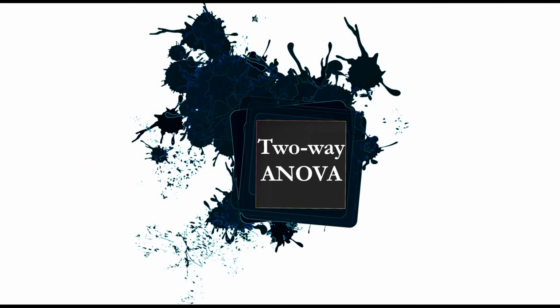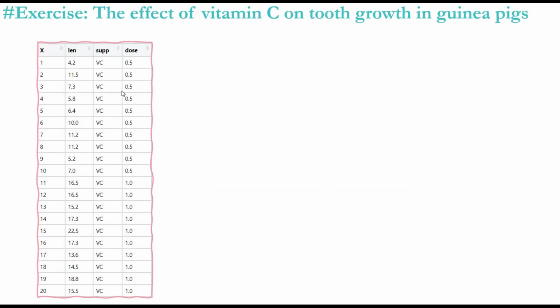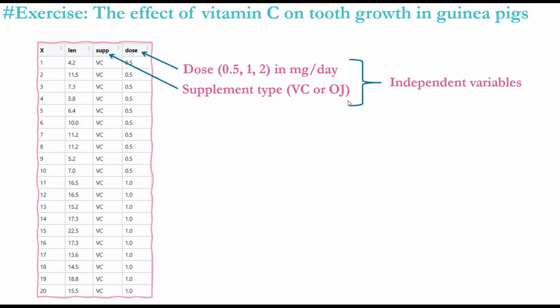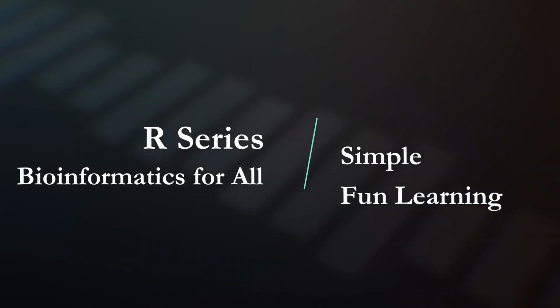So let's move to two-way ANOVA. We'll use this data to illustrate how we can use two-way ANOVA in R. Here we have two independent variables or two factors. We have the dose and the supplement type. So we have vitamin C and we have orange juice, and the dose is 0.5, 1 and 2 milligrams per day. And here is the tooth length of the pigs. So let's go to RStudio and see how we can do this.